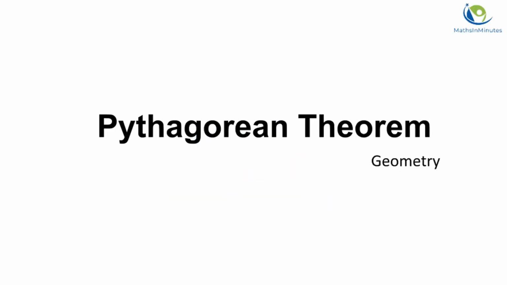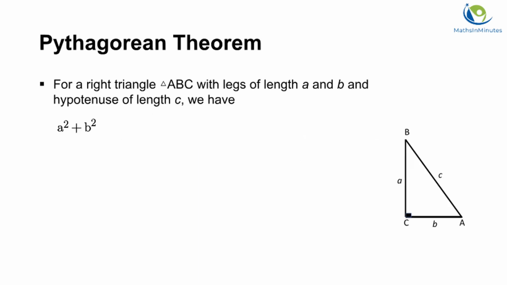Pythagorean theorem in geometry. Pythagorean theorem relates the three sides in a right triangle. Specifically, in a right triangle ABC, with two legs of length a and b, and hypotenuse of length c, we have a² + b² = c².